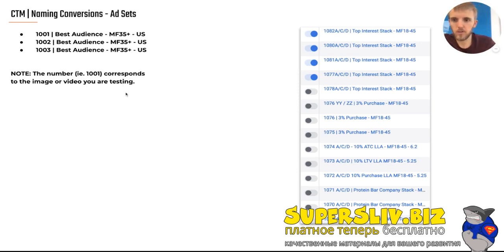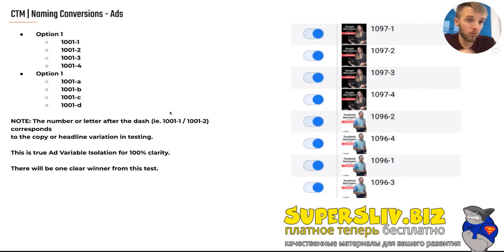Now let's go down to the ad level. At the ad level, you really have two different options here. You can use an additional number, or you can delineate the ad copy by the letter. So you'll see here on the right-hand side, 1097 with ad copy 1, 2, 3, and 4. The only difference within this setup with ad variable isolation is that the actual hook to the ad copy is very different. That's the only difference between 1, 2, 3, and 4. Same image, same headline. The only difference is the actual hook.